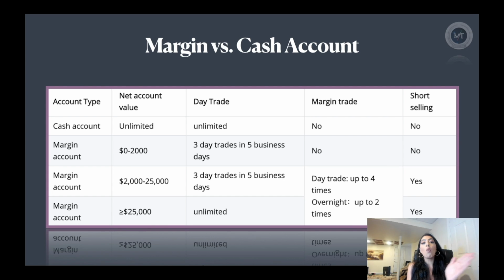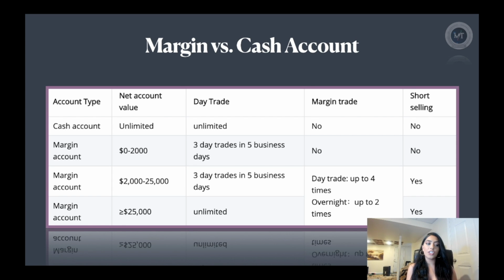Obviously, if you have more than $25,000 in the account, you don't fall under the PDT rule. So if you have a margin account over $25,000, you can take unlimited day trades. Also, you can trade with leverage at that point, so you can borrow funds from your broker in order to invest in a certain stock or take a trade. So if you have over a $25,000 margin account, you get unlimited day trades and you can trade with leverage. Under $25,000, you are limited to the 3 day trades maximum per 5 business days.